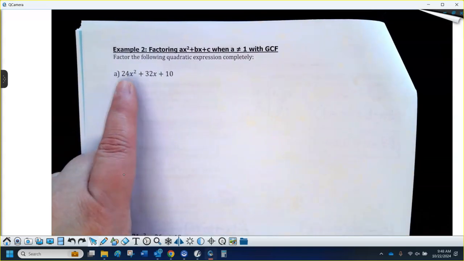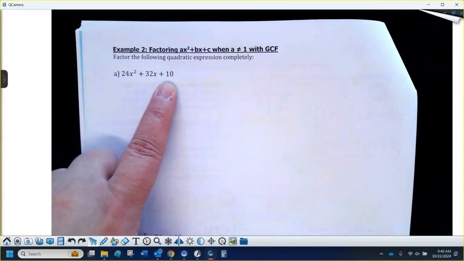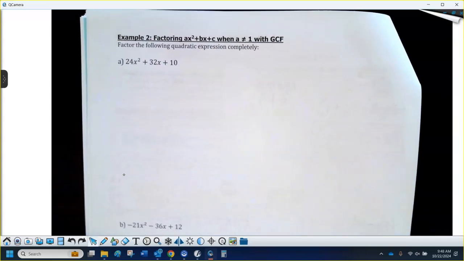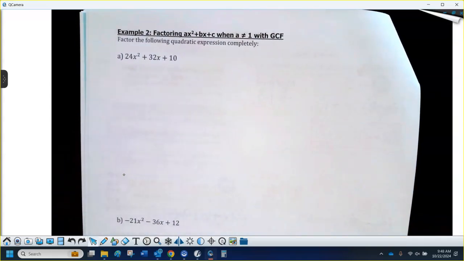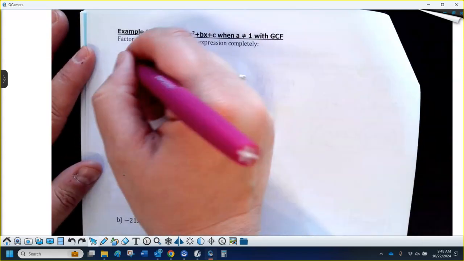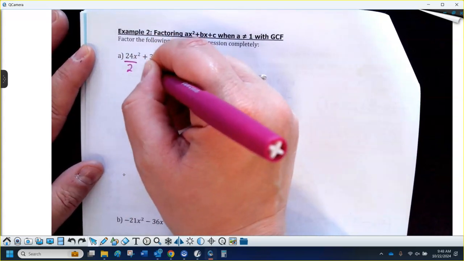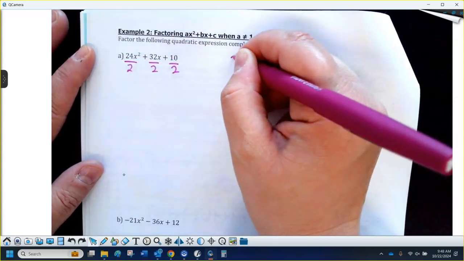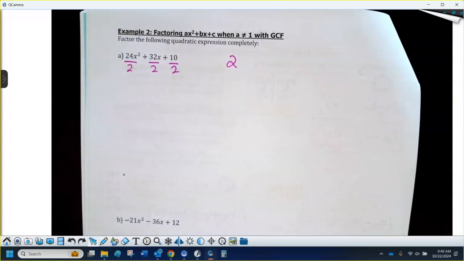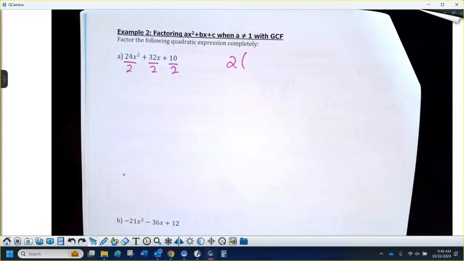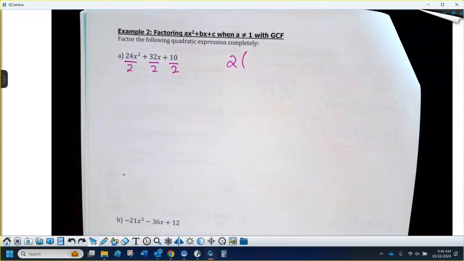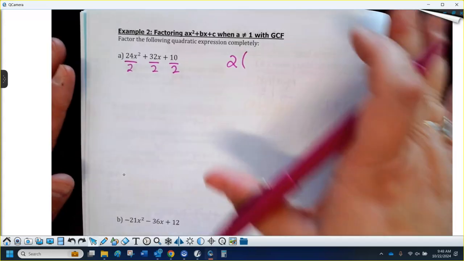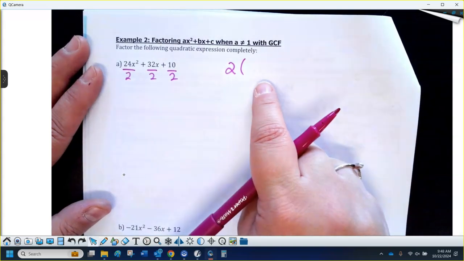So all these guys, I got 24, 32, and 10. All these do have a greatest common factor. Does anybody know what it is? All those terms are divisible by what? 2. Okay, so you do need to take the 2 out in front. That would be part of our answer. What would be left over if I took a 2 out of each of those terms and pulled out that greatest common factor? Like what would be left?